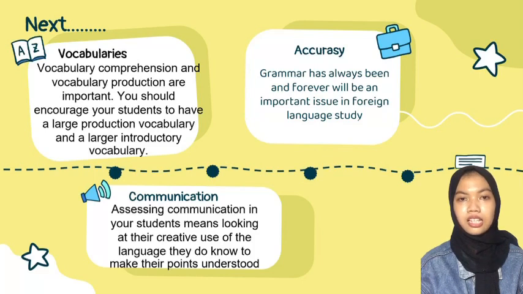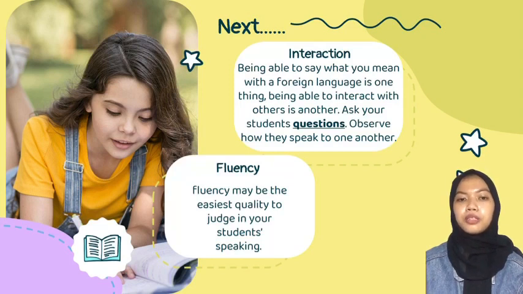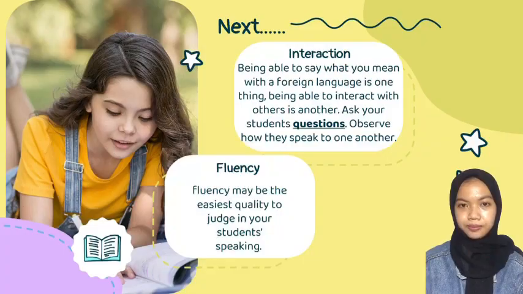The next is accuracy. Grammar has always been and forever will be an important issue in foreign language study. Next, interaction. Being able to say what you mean in a foreign language is one thing. Being able to interact with others is another. Ask your students questions, observe how they speak to one another. The next is fluency. Fluency might be the easier quality to judge in your students' speaking.